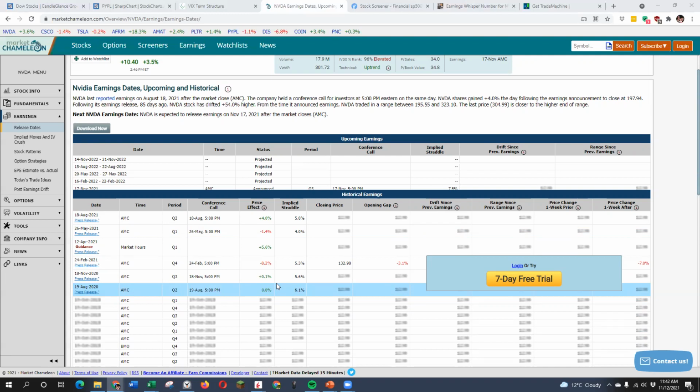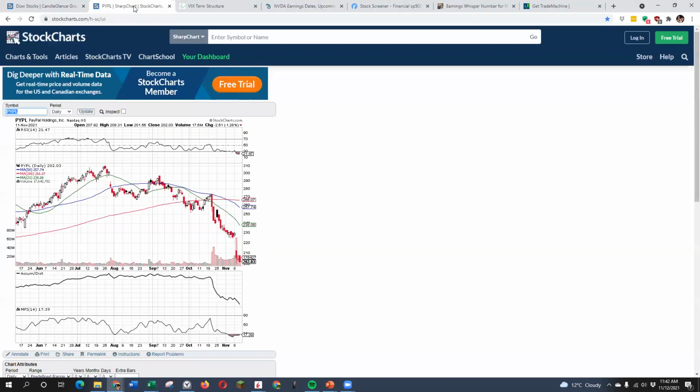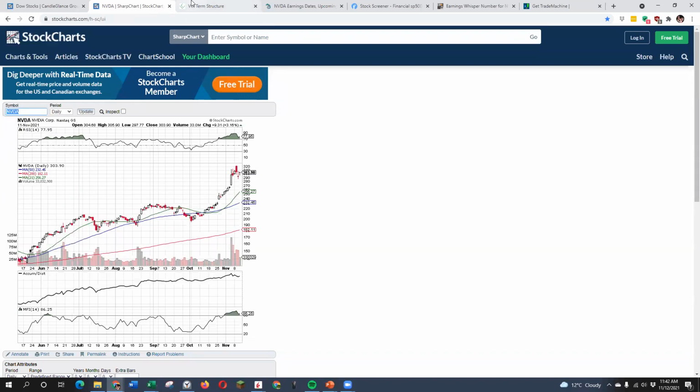So NVIDIA is a really highly rated stock. Technically it's really strong. Nice uptrend. Let's say we think over the earnings next week, NVIDIA is going to A, stay within the range, and B, we think it's more likely to be bullish than bearish. Okay, let's say that was our opinion. What we could do is we could trade a bull put spread.